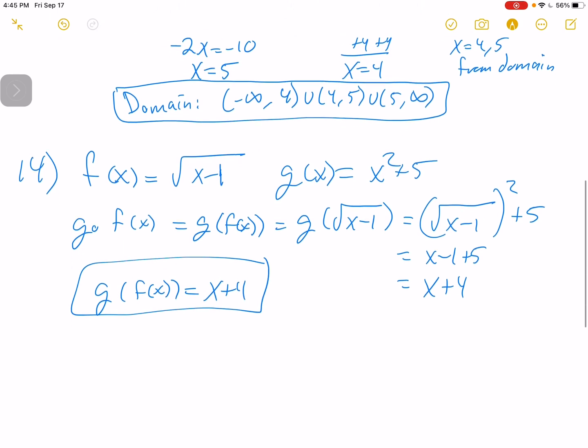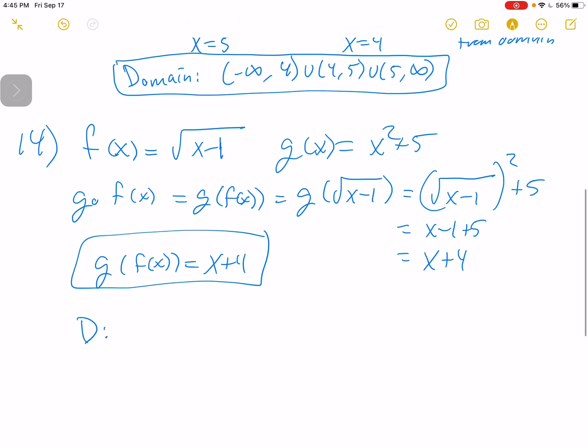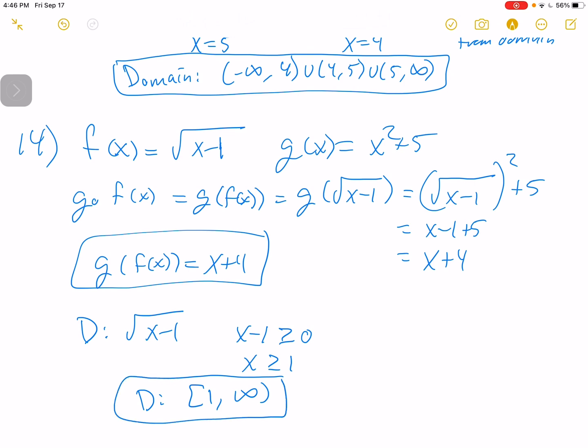Now the domain for this, normally we would look at that and say, well, x plus 4, everything's cool there, except we have to look at the radical. That square root of x minus 1 has an issue. The part under the radical, the argument, x minus 1 has to be greater than or equal to 0. So x must be greater than or equal to 1. So the domain is going to go from 1 to infinity. I hope that helps.